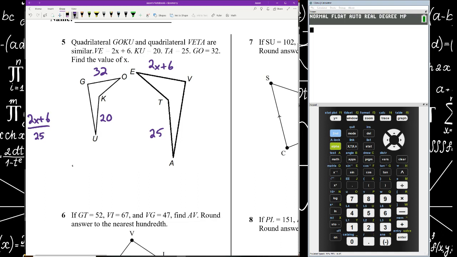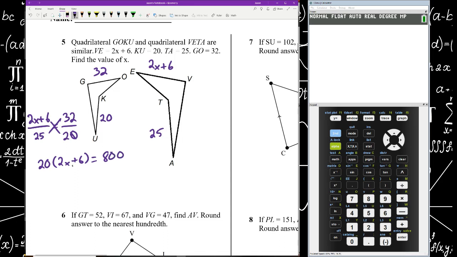Since I did all of them on VETA, I'm going to do it with GOKU next, where I'm going to do 32 because that matches up with the 2x over 20. All right, so at this point we cross multiply. Gives us 20 times 2x plus 6 equals 800. I got 800 by doing 32 times 25.